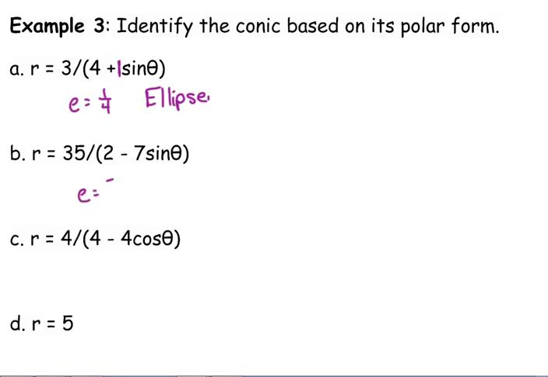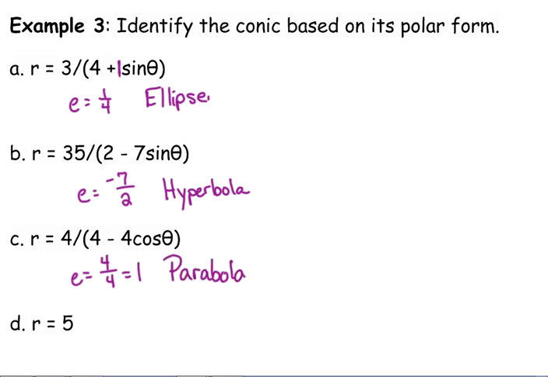B, E would be negative 7 over 2. Ignore the negative, okay? You just consider the absolute value of this. So 7 over 2, what would that make it? Hyperbola. Okay, how about C? E is 4 over 4, so that's equal to 1. So that one's a parabola. And then that last one, I already used R equals 5 as an example, but that would be your circle.